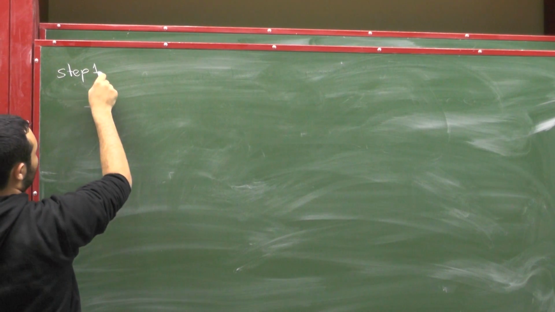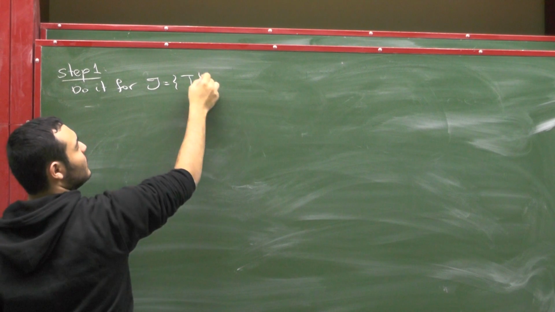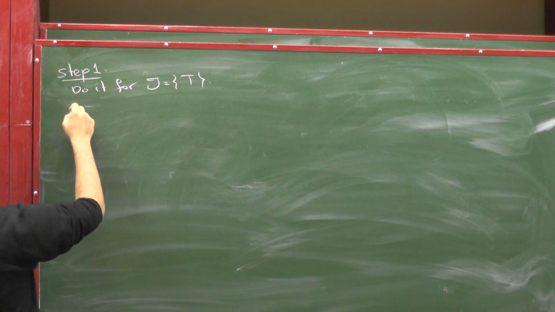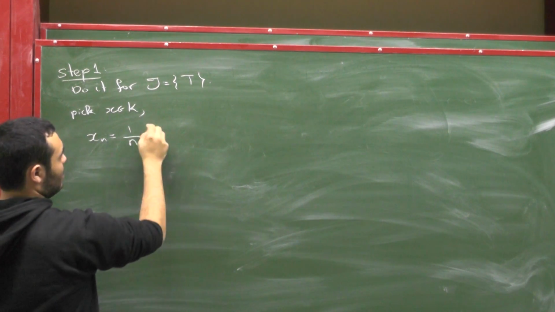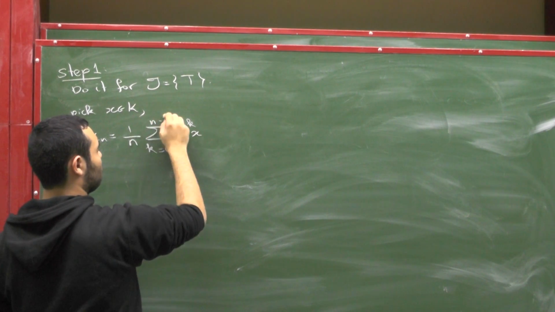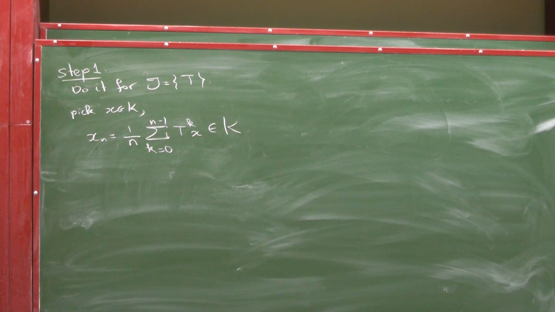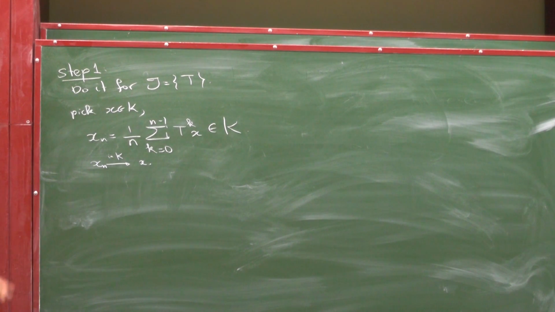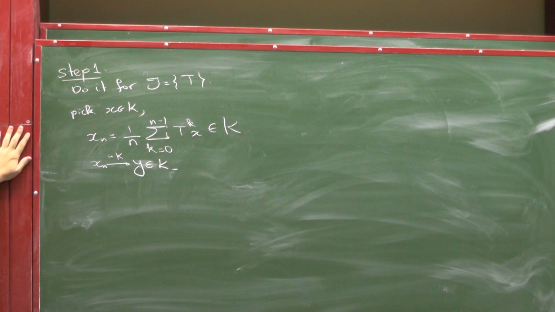Step 1, which is probably the crucial step, is to do it for J which is a single transformation. So the idea here is as follows. Take some x in K and define xn to be the mean of the first n iterations, which lies in K, of course, because it's convex. So it is compact, so xn converges along a subsequence to some point, x. Now I claim that, well, x is a bad name, y. Okay. I claim that y is T invariant.